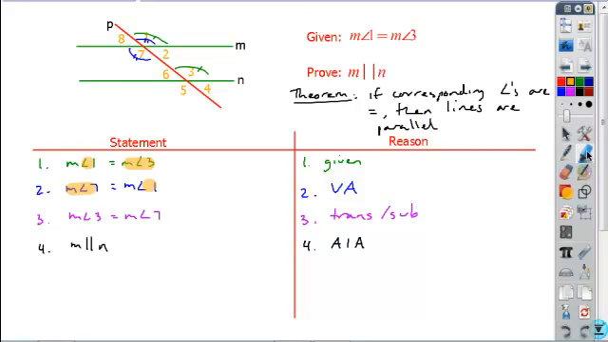Once again, we have our conditional statement and our conclusion in our theorem, and we can again abbreviate this. Corresponding angles can be abbreviated CA.